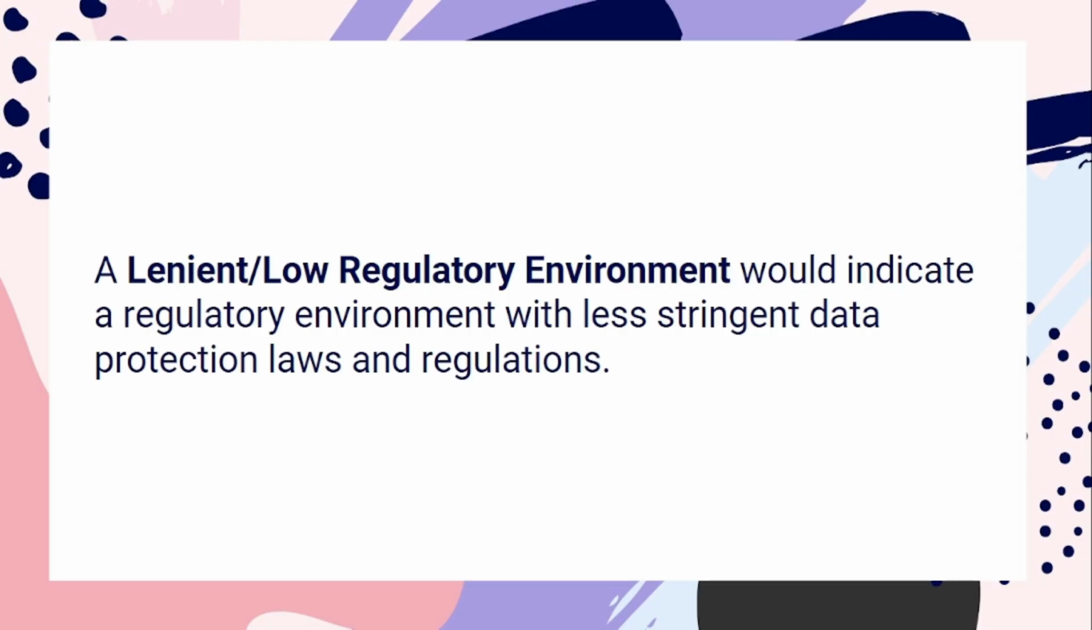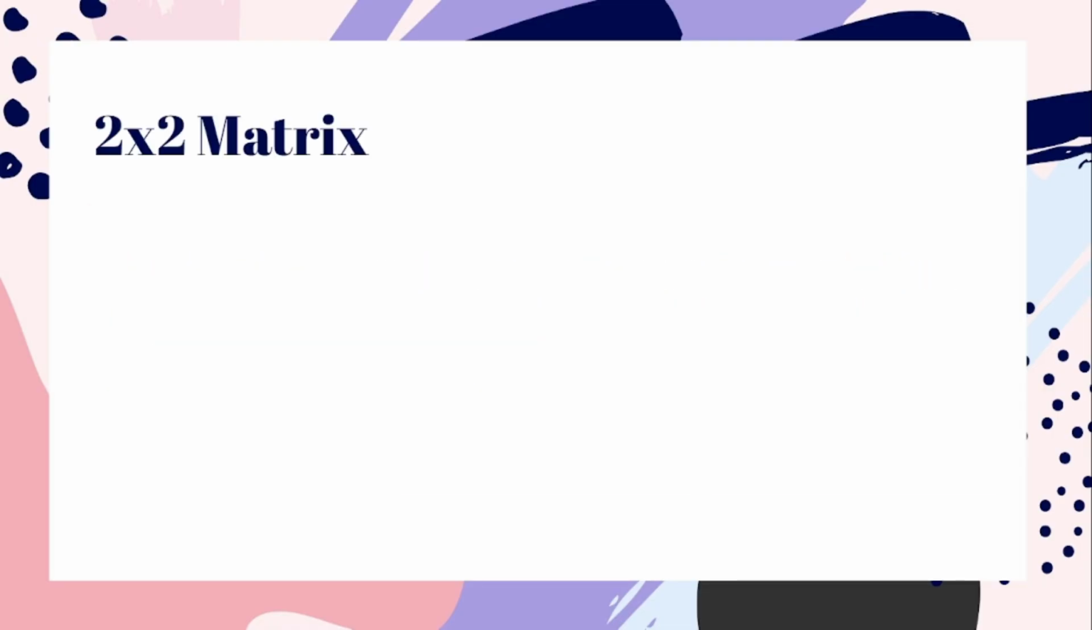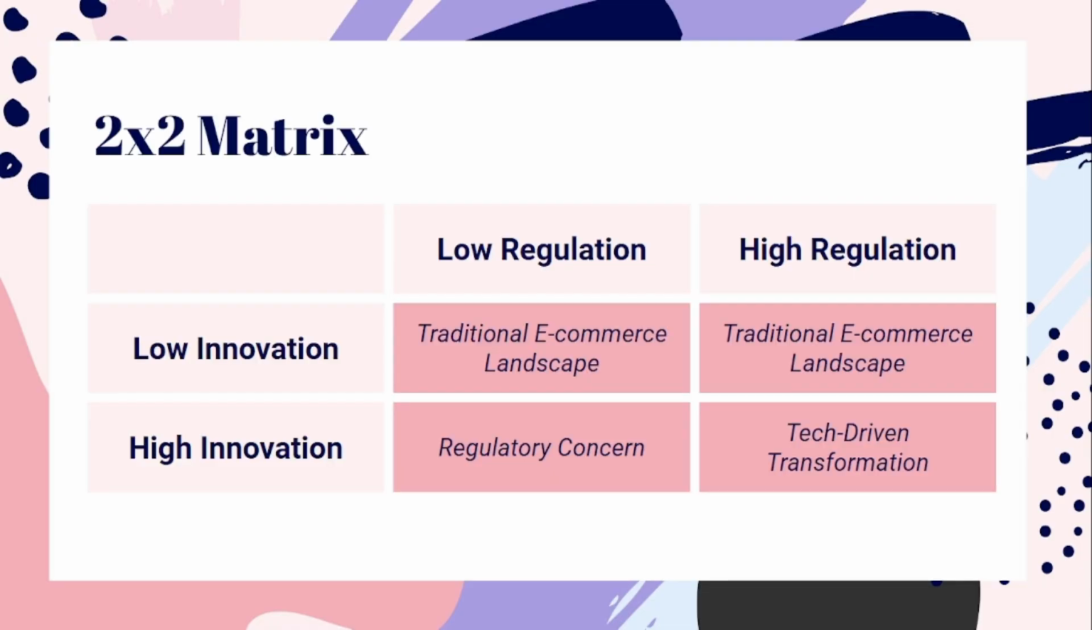Now, let's put these dimensions together to create the 2 by 2 matrix. Low technological innovation and strict regulatory environments will create a traditional e-commerce landscape. This quadrant represents a scenario where companies lag behind in adopting advanced technologies and face strict regulatory scrutiny. The e-commerce landscape remains traditional with limited adoption of AI and AR, while companies prioritize compliance with data protection laws and regulations.